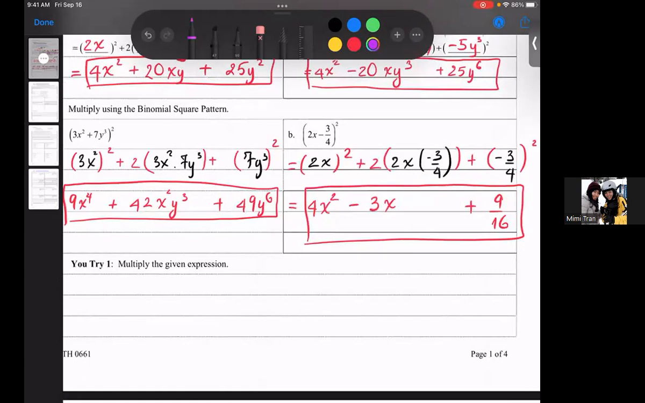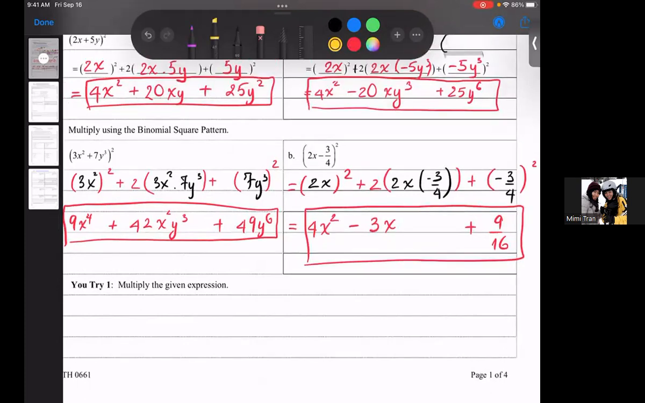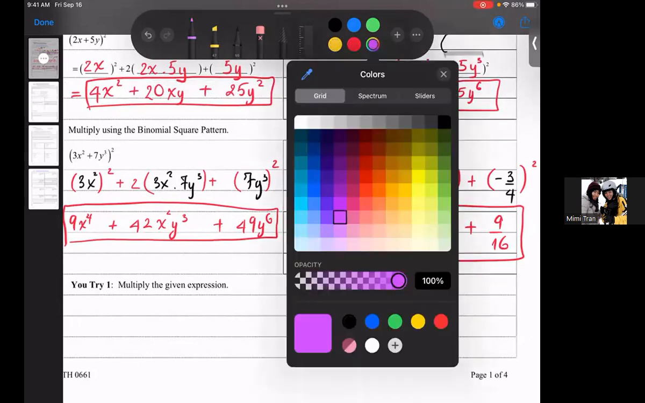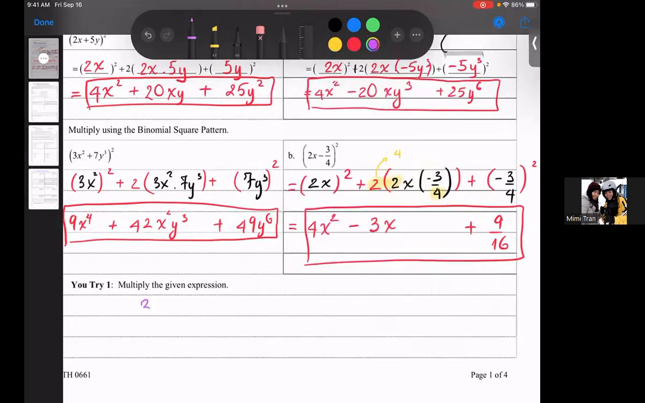I'm sorry. Yes. Oh, so sorry. What cancels is this one times this one is 4, and it cancels the 4 down here. Yeah. Sorry, maybe I'll write it out here. You try one: 3x squared minus y cubed, squared.